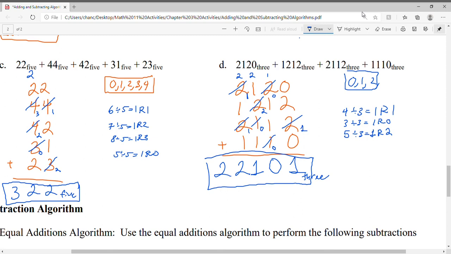So please check your work with mine. Make sure you did it correctly. Don't forget, if you go 3 or more, you'll have to put a scratch and figure out what your remainder is.